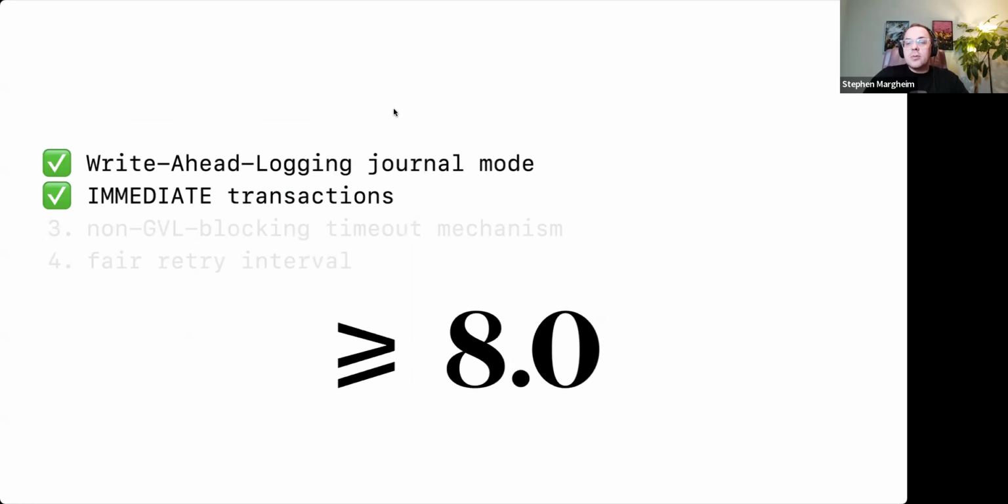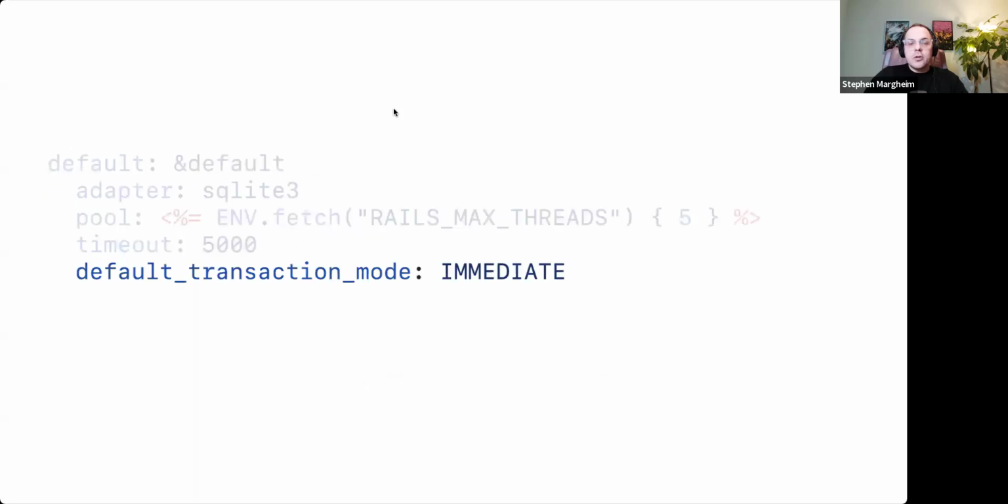If you need to backport this functionality, if you have a Rails 7.1 or earlier application, so long as you're using version 1.6.9 or later of the SQLite 3 gem, all you need to do is set this value in your database YAML. This will get passed down to the SQLite gem as it initializes any connection and will ensure that every transaction that is created is an immediate transaction.